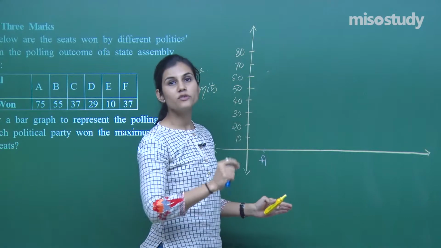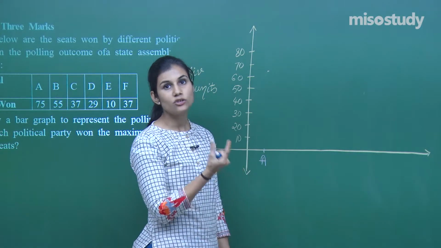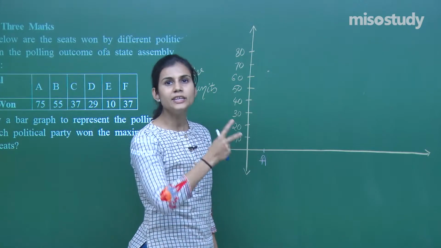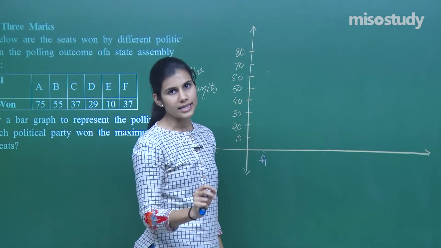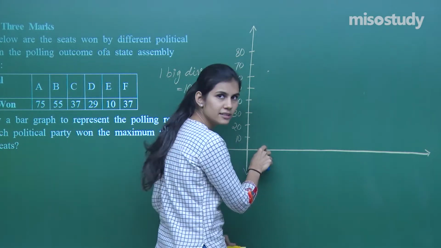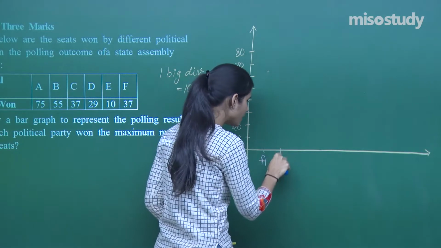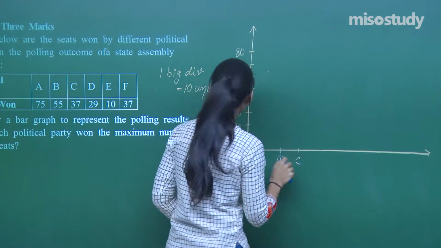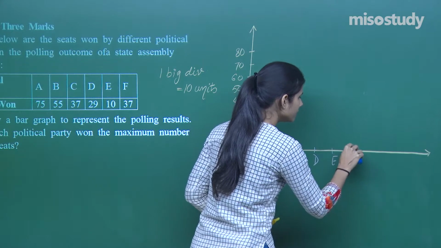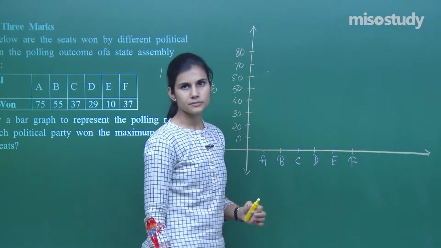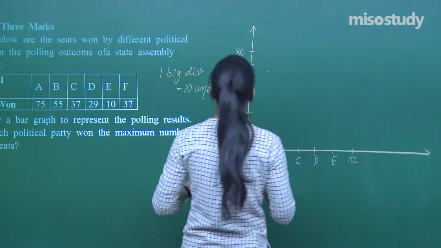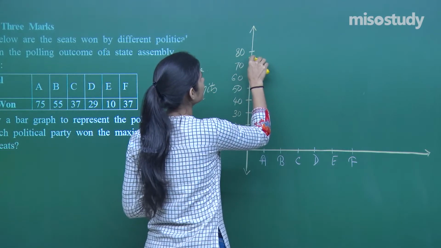Because in the bar graph you want each bar, each rectangle to be of the same size, and they should be at equal distances. Between any two bars there should be equal size, equal gap, equal spacing. So 1 unit I take, 1 unit and then A, then again 1 unit gap B, 1 unit gap C, 1 unit gap D, then E, then F. Is it clear?